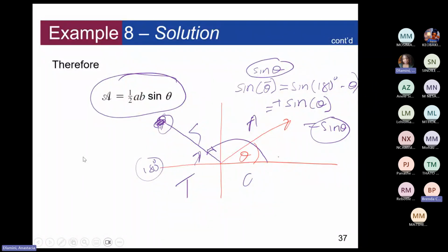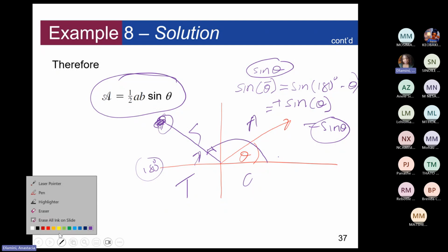Ma'am, I still have a question though. What's the question? Why will our base still remain the same? Because we extend that reference angle, but you're still using the same base. It will always be the same base because remember, your angle is in the standard position. Does it make sense? Let me draw.